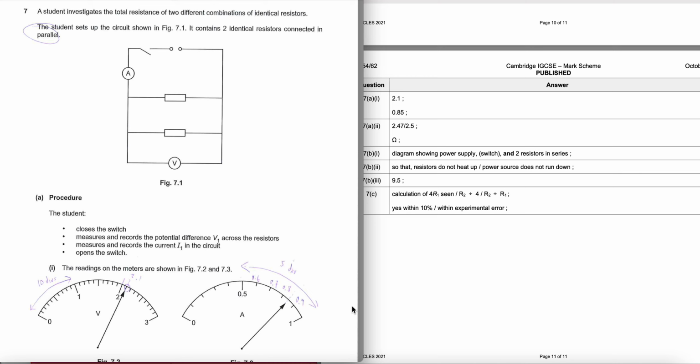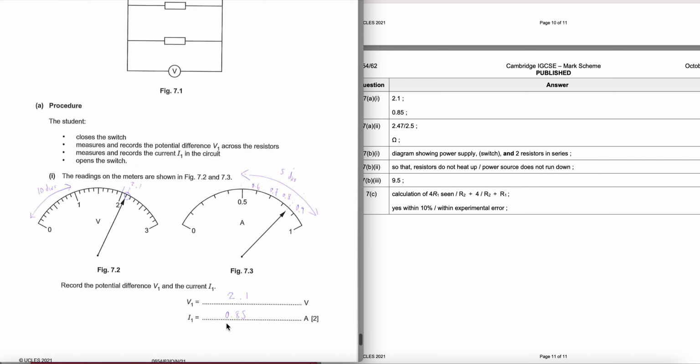With our Winter 21 Paper 6.2 question 7. This is about electrical circuits, and we'll be given a circuit where it's set up in parallel. That's going to be important for later. We've got a bit of a procedure where we close the switch, we measure the potential difference using the voltmeter, measure the current, and then we open the switch. Okay, quite a safe and sound procedure there.